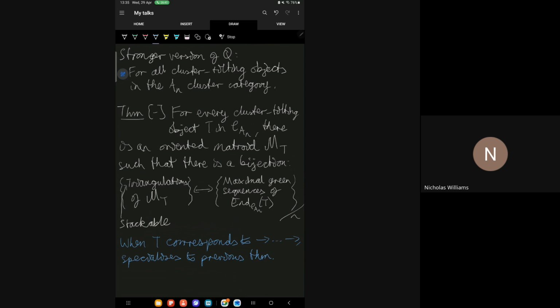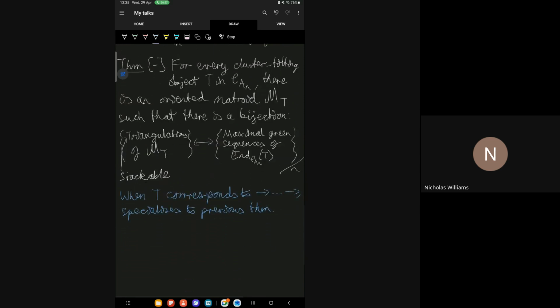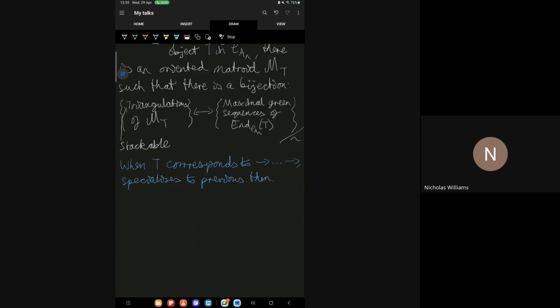Okay. So that's an overview of what I'm going to talk about. So yeah, let me now give you a bit more detail. Let me talk maybe a bit more about cluster categories.